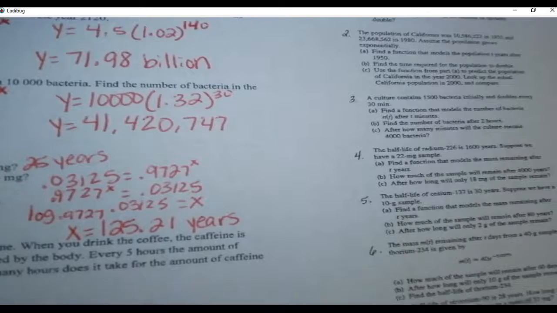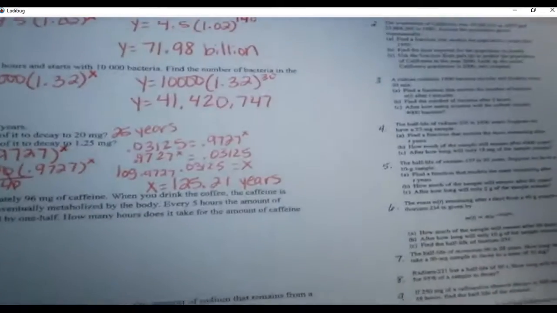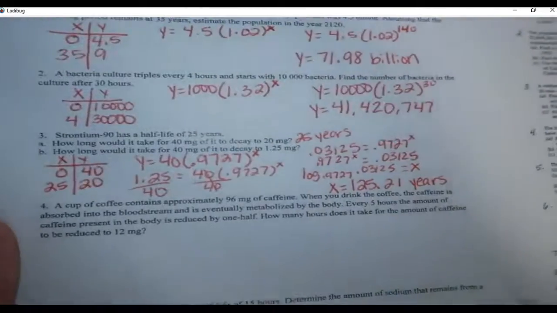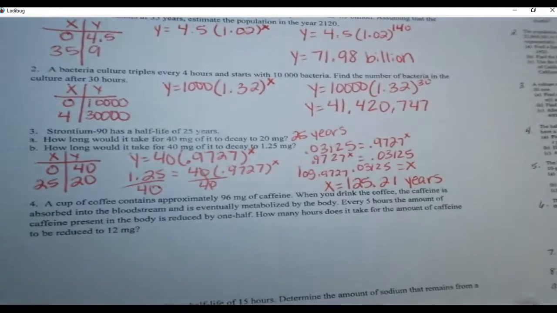Alright, let's do one more. Let's look at 4. So number 4 says a cup of coffee contains approximately 96 milligrams of caffeine. When you drink the coffee, the caffeine is absorbed into your bloodstream and it is eventually metabolized by the body. Every 5 hours, the amount of caffeine is reduced by 1/2. How many hours does it take for the amount of caffeine to be reduced to 12?